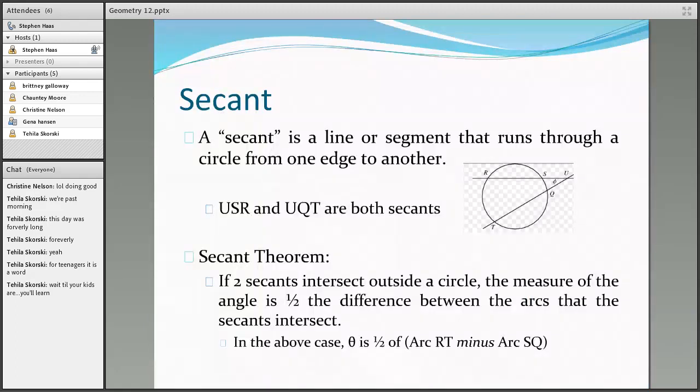A secant simply means a line segment that runs through a circle from one edge to the other. In this diagram over here, the line segments USR and UQT are both secants. The reason they're both secants is because they both start outside the circle and run through the circle.